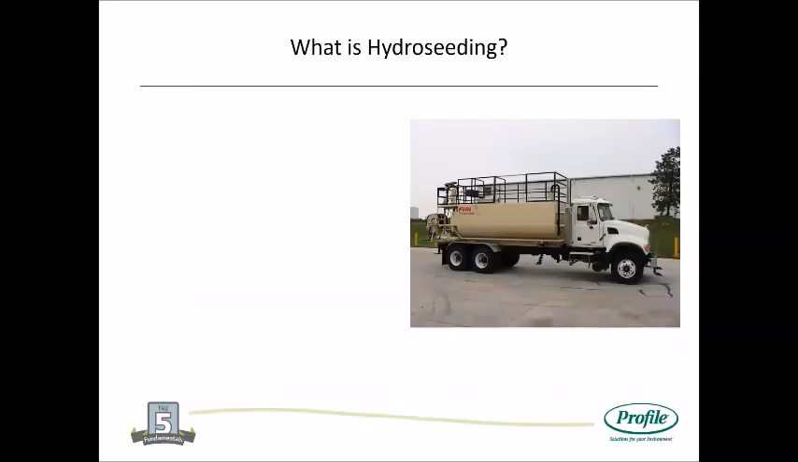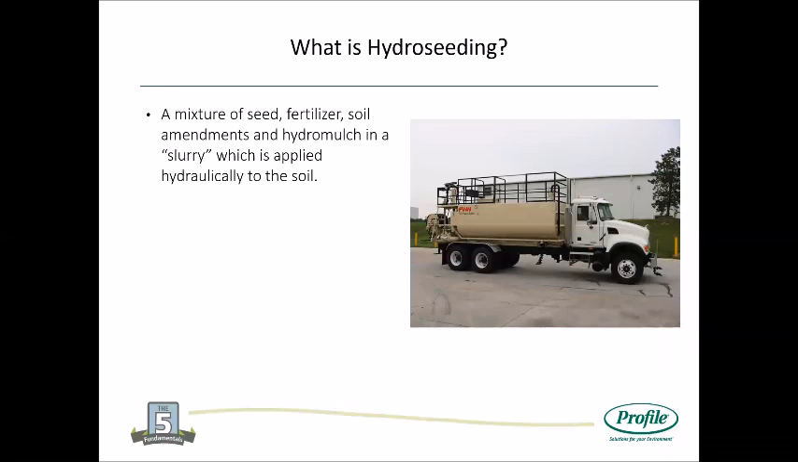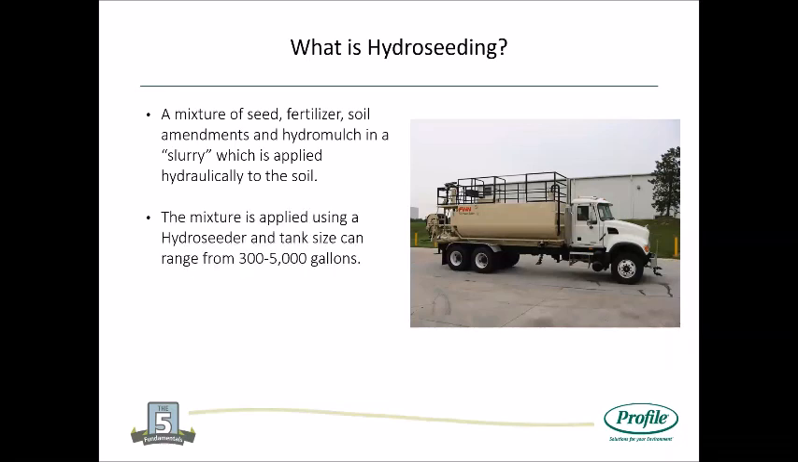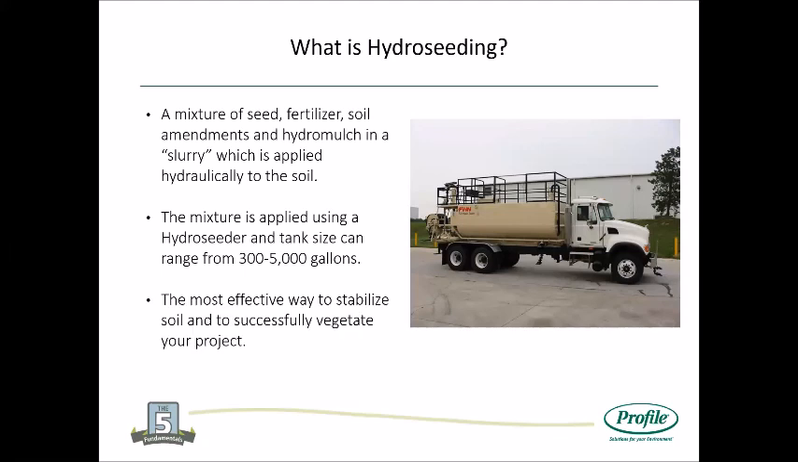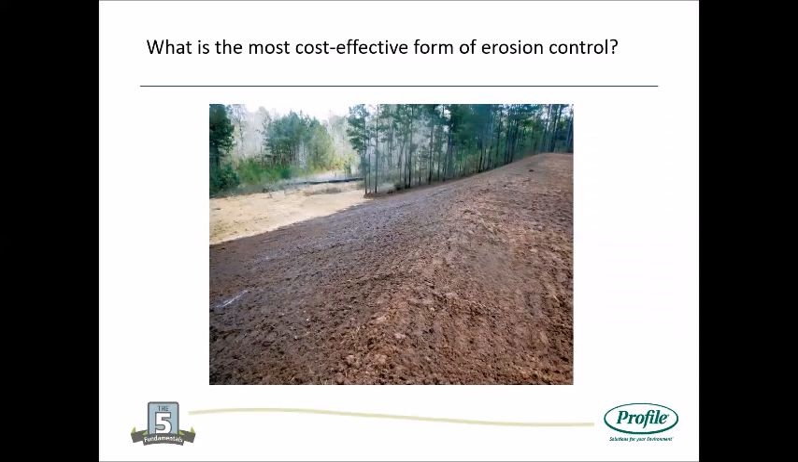So with that, we will go into a high-level overview of what is hydroseeding. So here we have on the right a Finn T330. That is a 3,000-gallon hydroseeding machine. Basically, you mix water, seed, fertilizer, soil amendments, and hydraulic mulch in that tank. It has paddle agitation. It forms a homogeneous slurry, and that slurry is applied through a tower or through a hose application. It's an extremely effective way to stabilize your soil and vegetate your projects. So that is my one slide on Hydroseeding 101.